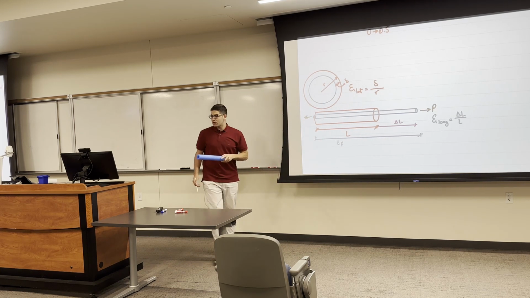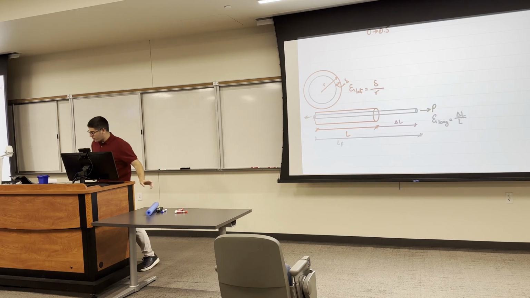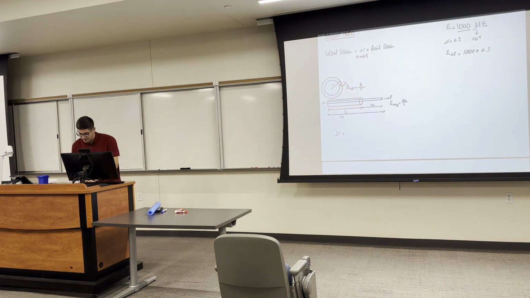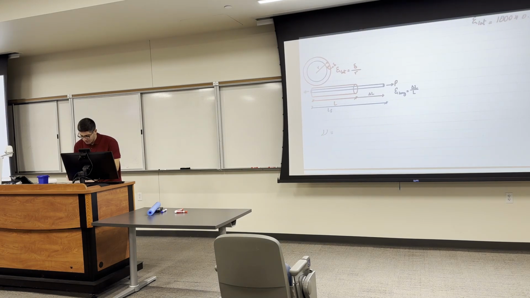Okay, so Poisson's ratio here is nu, equal to, for example, this is the equation, right? So nu here is equal to the lateral strain over the axial strain. So I want to say lateral strain over longitudinal strain. And there is something we need to add to this equation, a negative sign here.